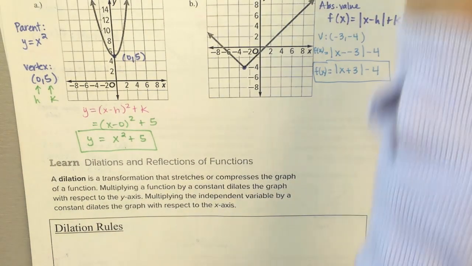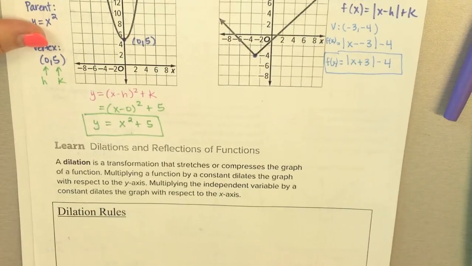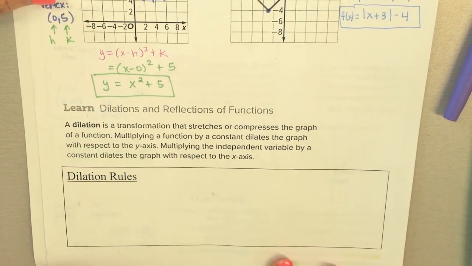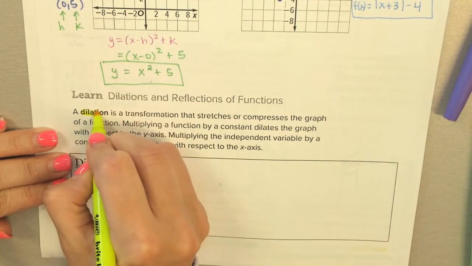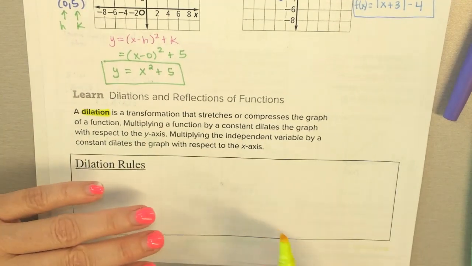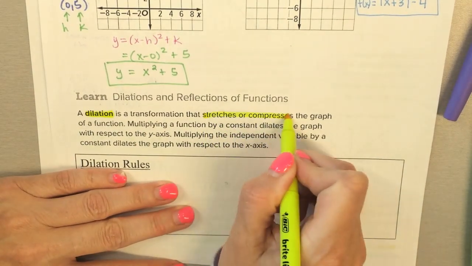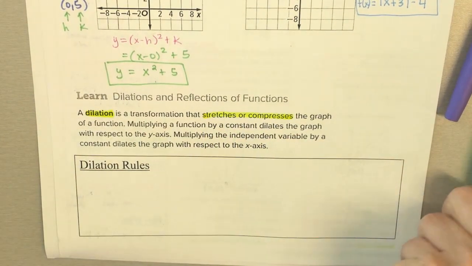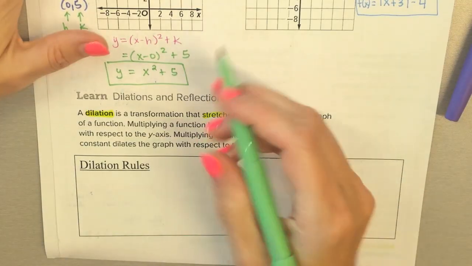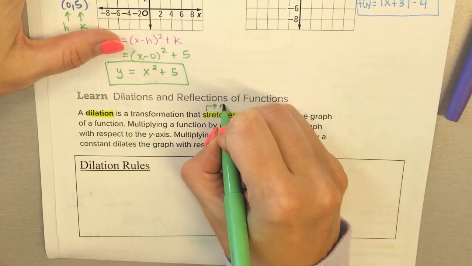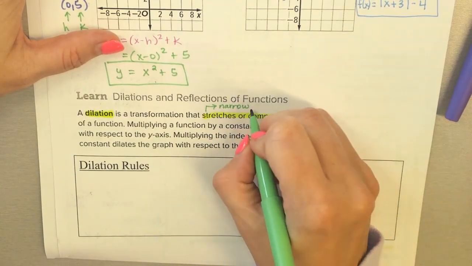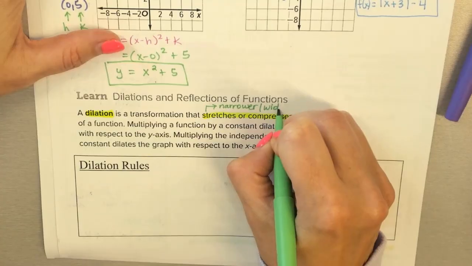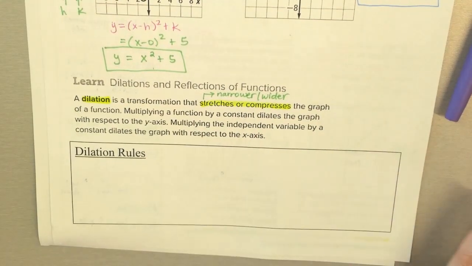All right, let's talk dilations and reflections. When you're dilating something, you are either going to stretch or compress. It is going to make that graph either narrower or wider. And we are going to look at these in terms of a vertical stretch or a horizontal stretch.